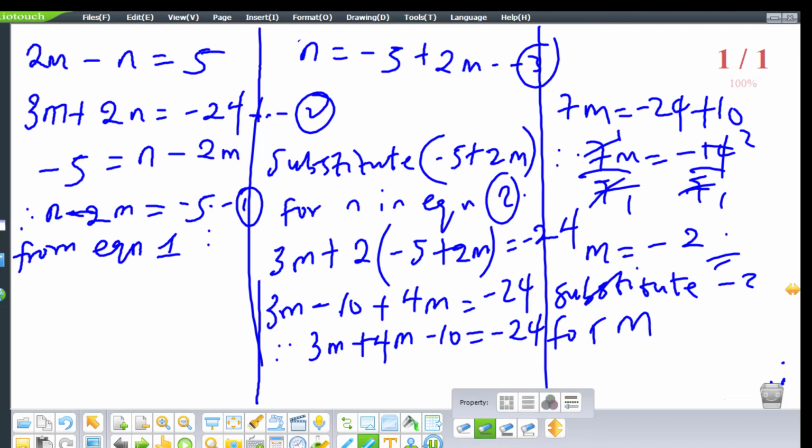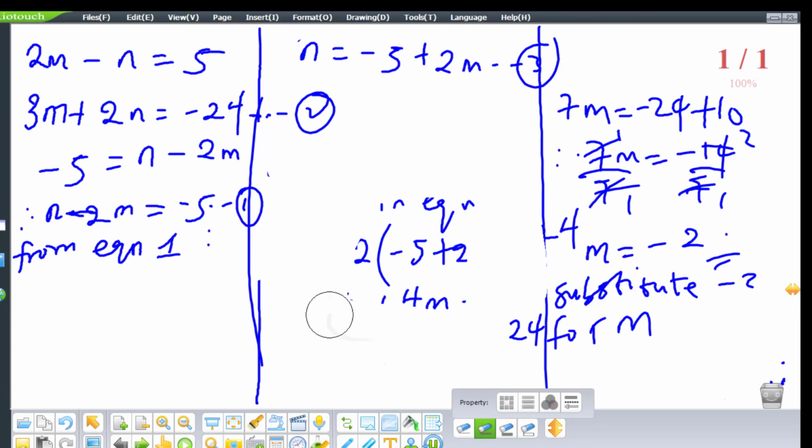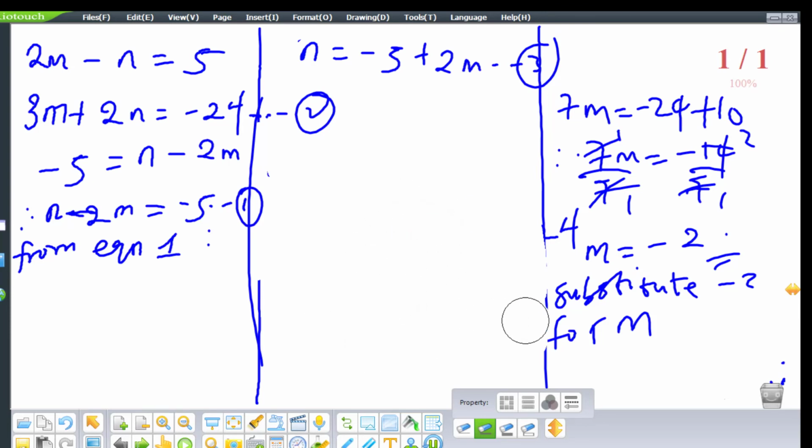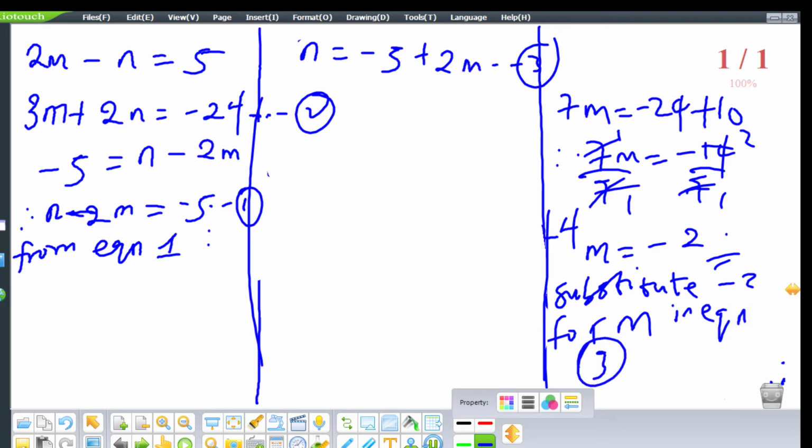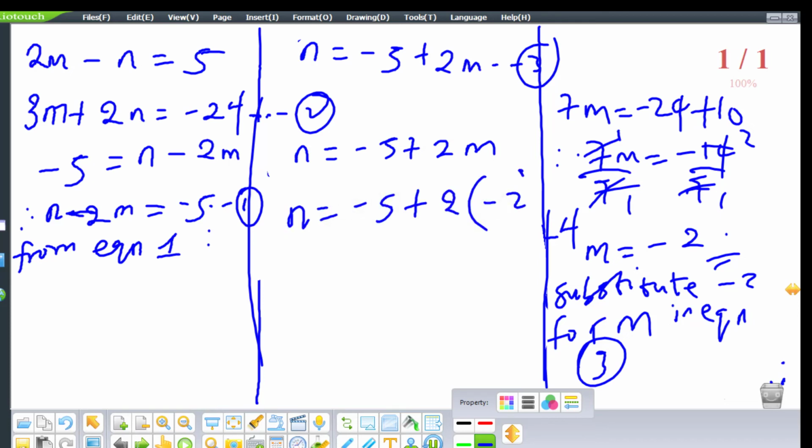So we substitute minus 2 for m in equation 3. What does equation 3 say? Equation 3 says n equals minus 5 plus 2m. And what's the value of our m? Minus 2. So we say n equals minus 5 plus 2 into bracket, minus 2. So n equals minus 5 plus times minus, minus 4. Then n equals minus 9.